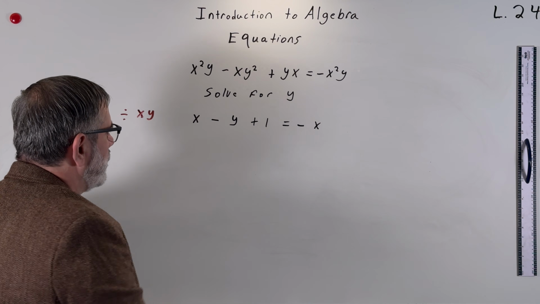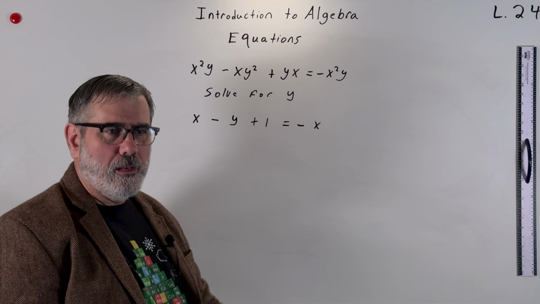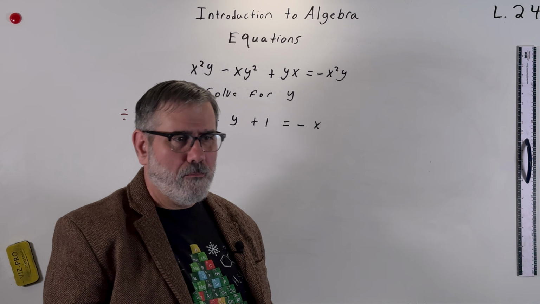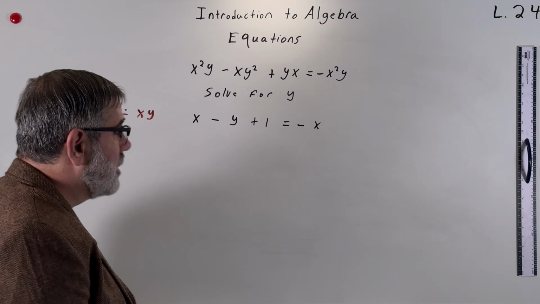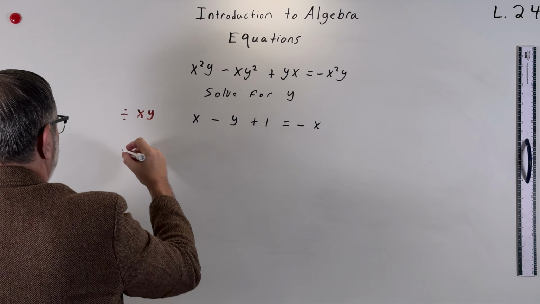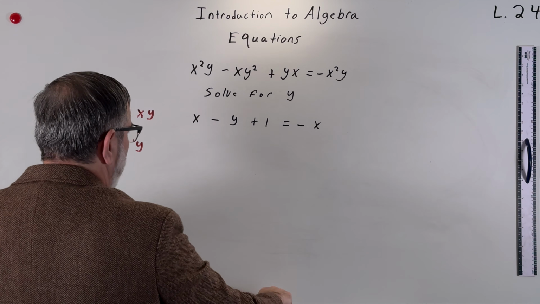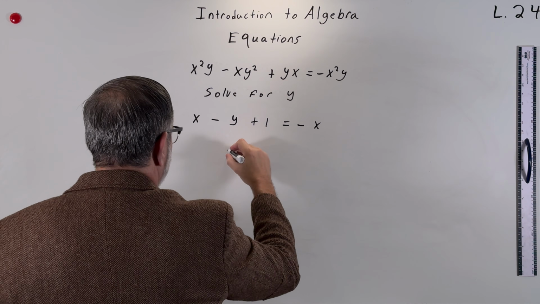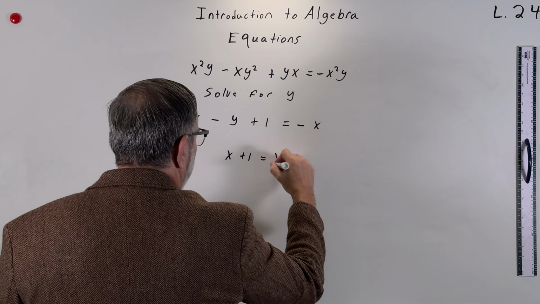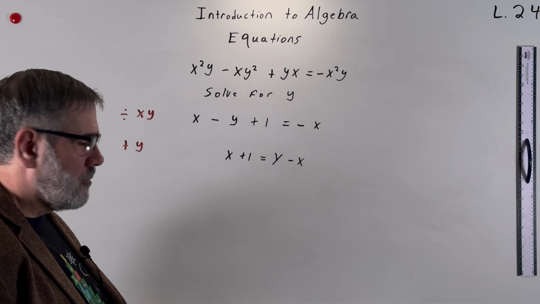Now, I think what I want to do next is move the y to the right-hand side, because it doesn't matter. I know that you're used to thinking that y equals something is y on the left and everything else on the right, but the side doesn't matter. So I'm going to move this y over to the other side by adding y. Got to do it on both sides, though. If I do it on the left-hand side, I'm left with just x plus 1. And on the right-hand side, I get y minus x. Make sense?